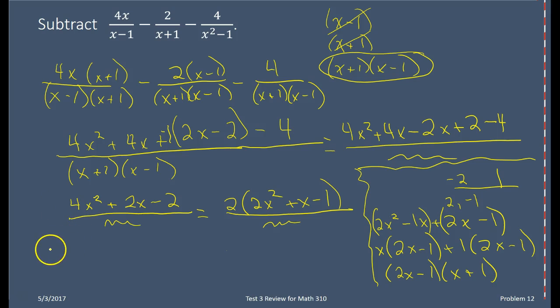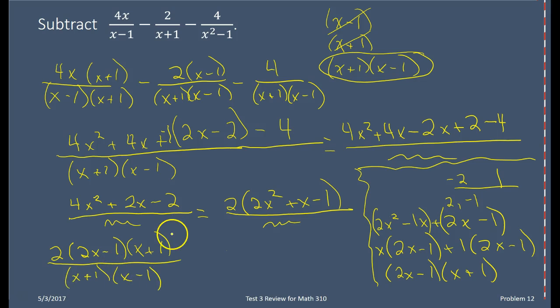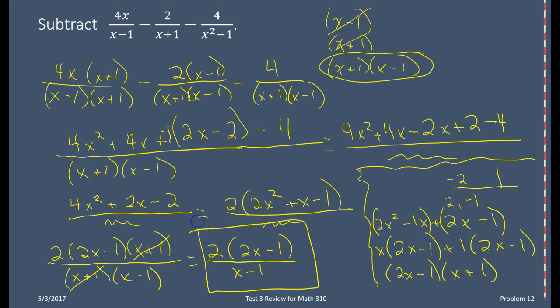So here I rewrite all of that, 2 times 2x minus 1 over times x plus 1 over our least common denominator, which is x plus 1 times x minus 1, and what can we cancel? We can cancel the x plus 1's. We cannot cancel 2x minus 1 and x minus 1 because they're not the same thing. So it has to be exactly an identical binomial, and that's our final answer.